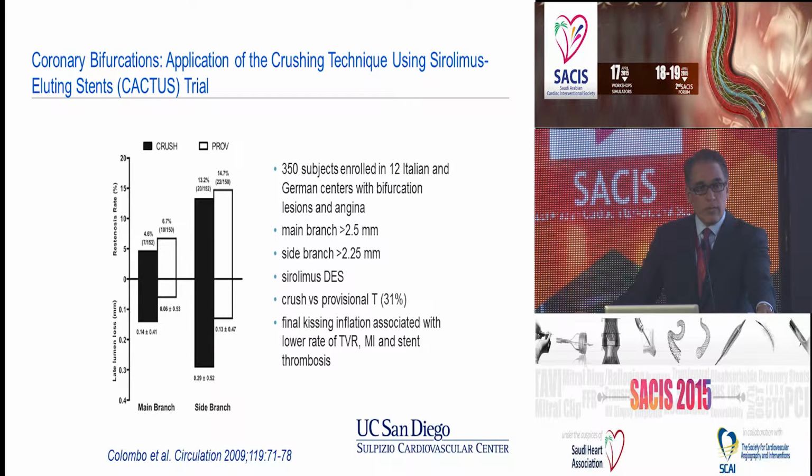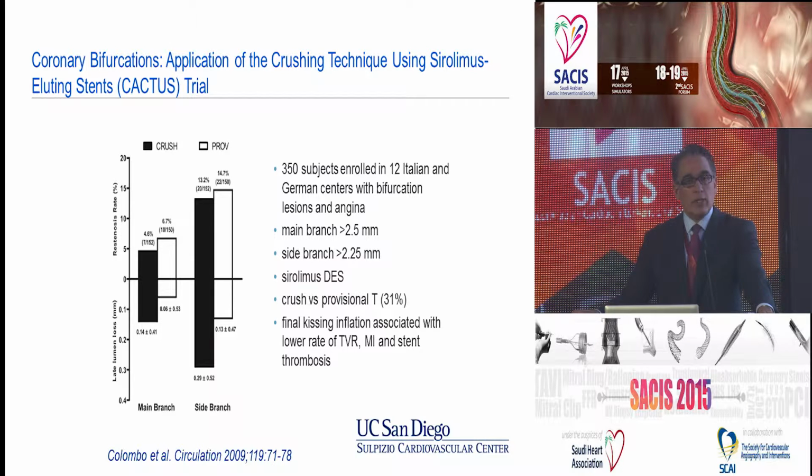In this trial, same way, main branch 2.5 millimeters or greater, side branch 2.25 millimeters or greater, and all of the two-stent approach patients here were treated with a crush. So at least the approach was consistent versus a provisional T-stent approach in the single stent strategy. The differences turned out there were none. Whether you looked at late loss, restenosis, or overall MACE rates, the two strategies yielded the same results.